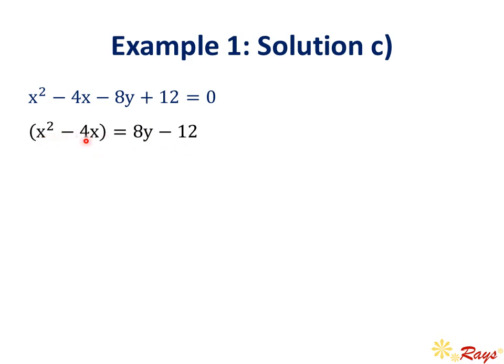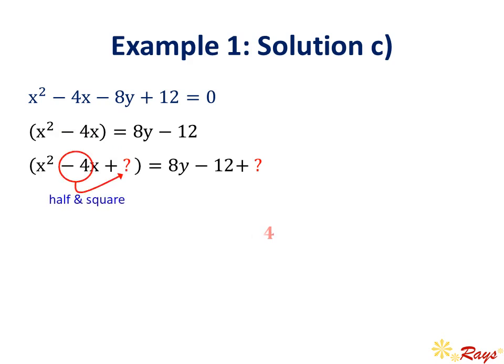And we need to complete the square for this one. So similar to what we have done before, we take half and square of this. So the value is 4, and we can now complete the square of this one by factoring it.